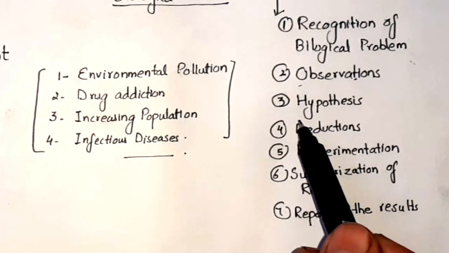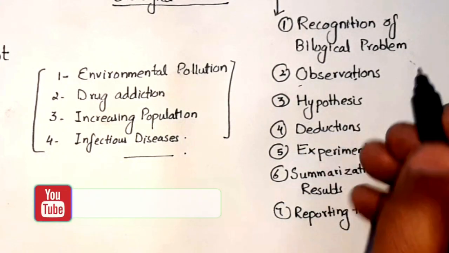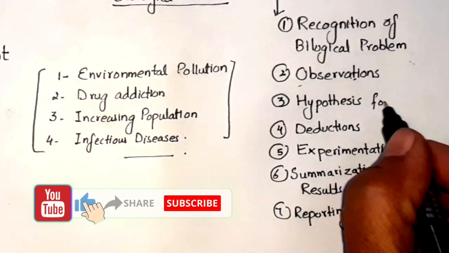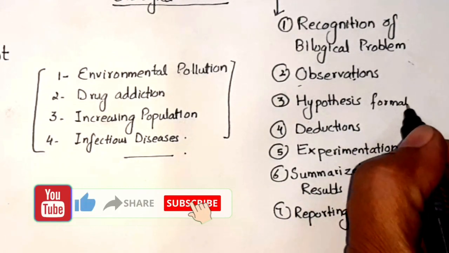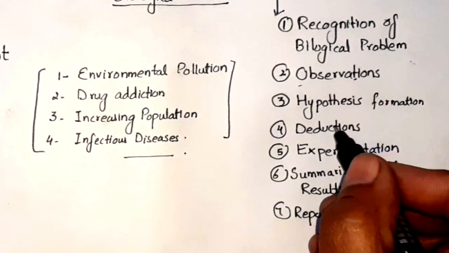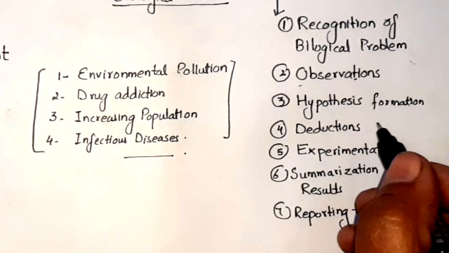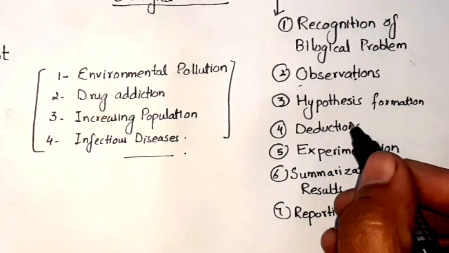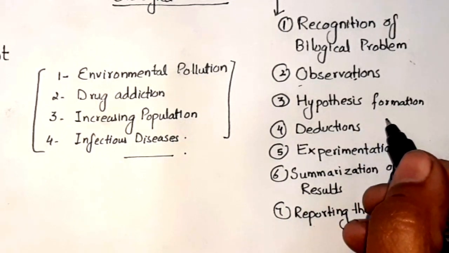Then the third step is hypothesis formation. Hypothesis means any supposed thing. When we have a problem and we have made the observation about that problem, we will formulate a hypothesis, a tentative idea or tentative explanation about that problem. That will be called hypothesis.